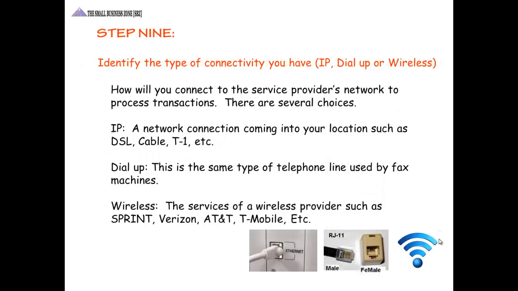Step 9. Identify the type of connectivity you have: IP, dial-up, or wireless. How will you connect to the service provider's network to process transactions? There are several choices. IP: a network connection coming into your location, such as DSL, cable, T1, etc. Dial-up: this is the same type of telephone line used by fax machines. Wireless: the service of a wireless provider such as Sprint, Verizon, AT&T Mobile, etc.